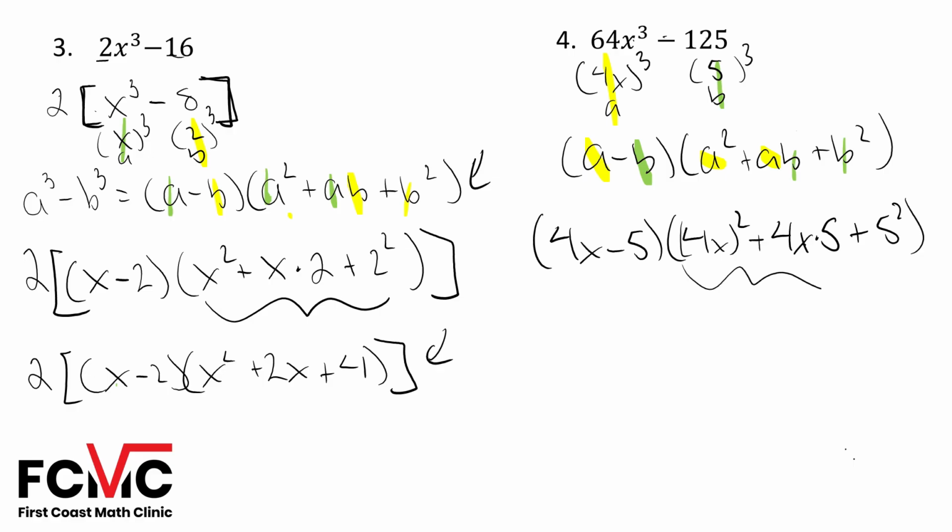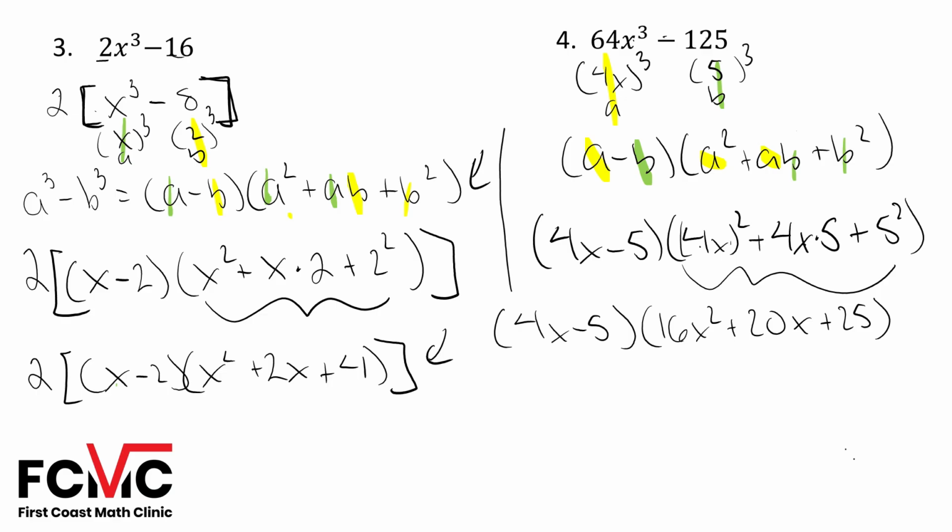Now let's simplify the second set of parentheses. So I'm going to have 4x minus 5 times 4 to the second power is 16x squared plus 20x plus 25. And this is our factored answer for number 4.